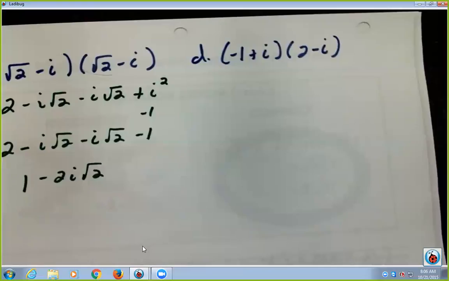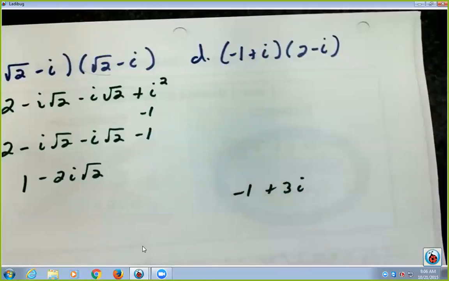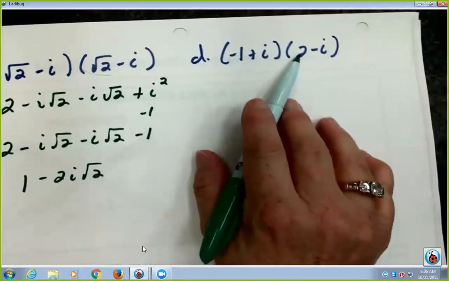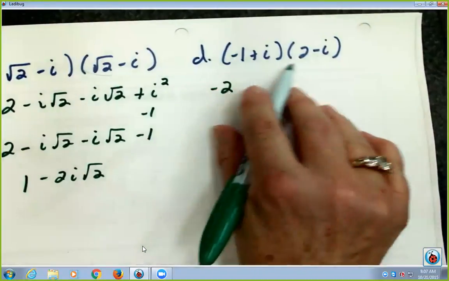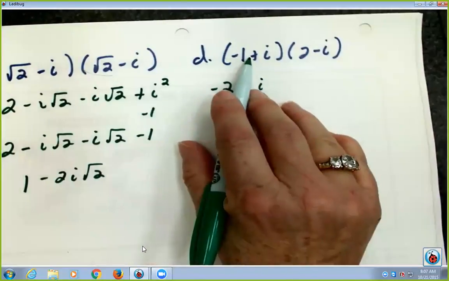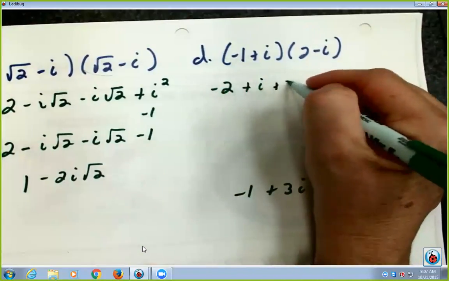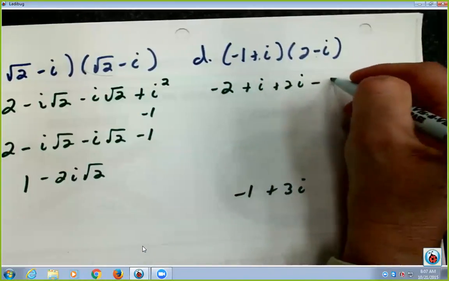Anybody have an answer we should have for it? Negative 1 plus 3i. Okay. Do I need to go through it, you think? Or are we good? I better go through it just so that what's up here. Negative 1 times 2 is a negative 2. Negative 1 times a negative i is a plus i. Plus i times 2 is a plus 2i. And finally, a positive i times a negative i is a negative i squared.